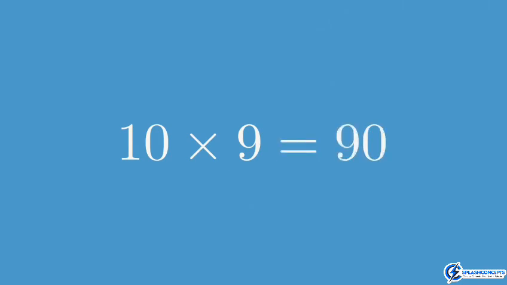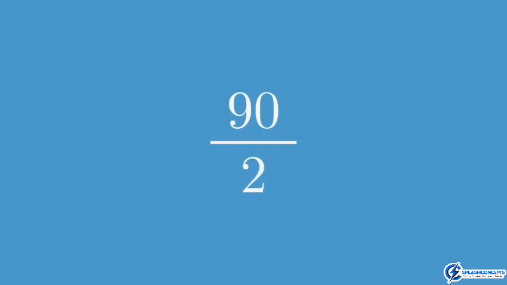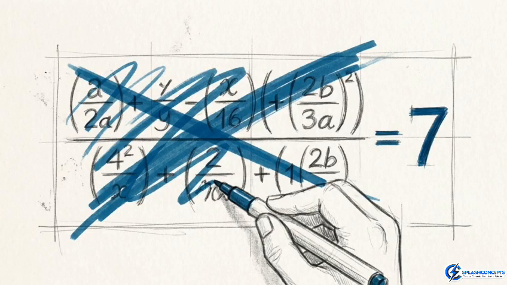To find the total, we take our 10 people and multiply by the 9 others they could each shake hands with. That gives us 90 pairings. But since every handshake was counted twice, we divide by 2. This leaves us with exactly 45 unique greetings. Knowing when to divide out those duplicate arrangements is what separates rote memorization from actual problem solving.